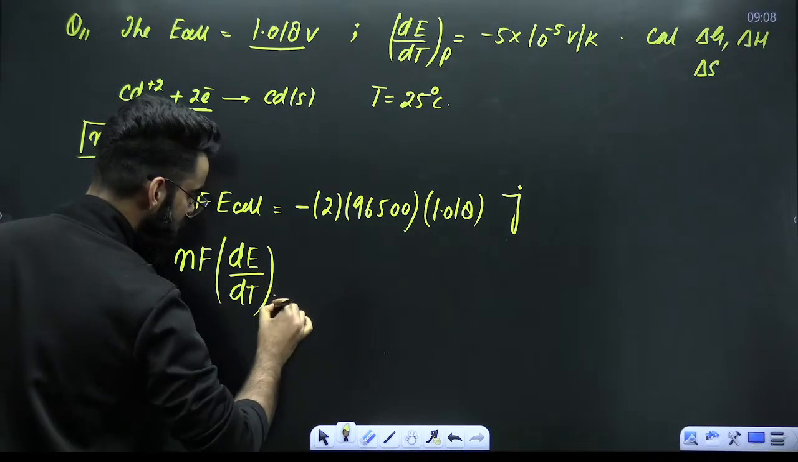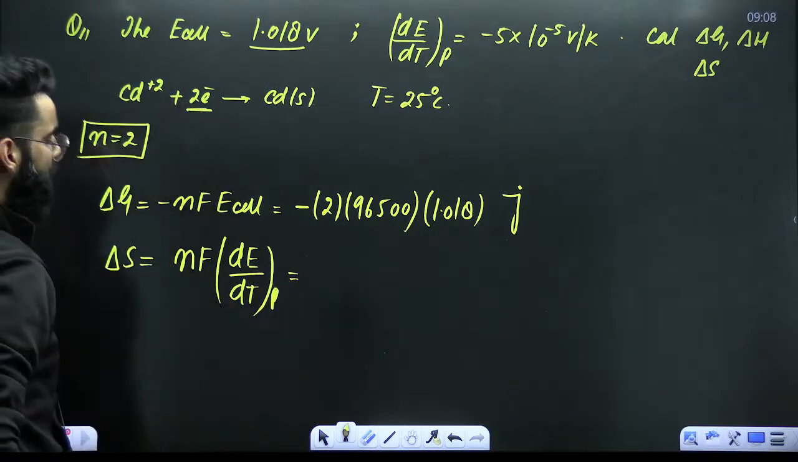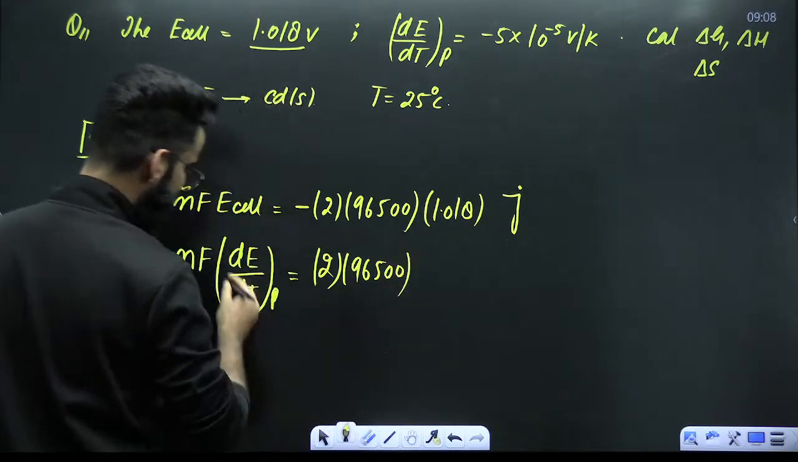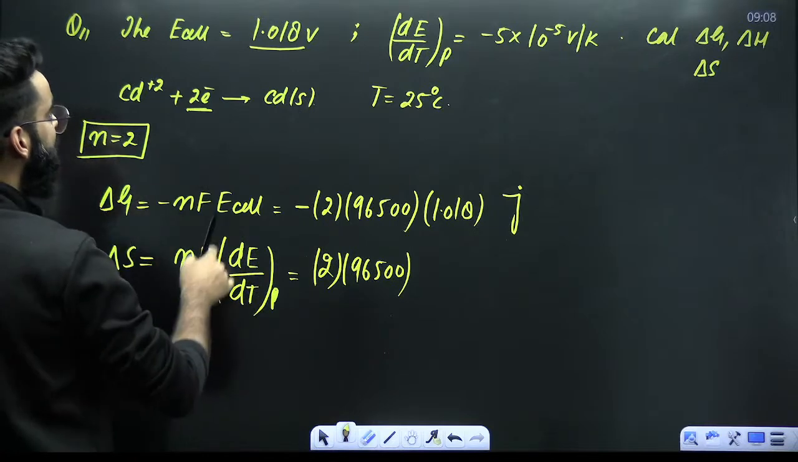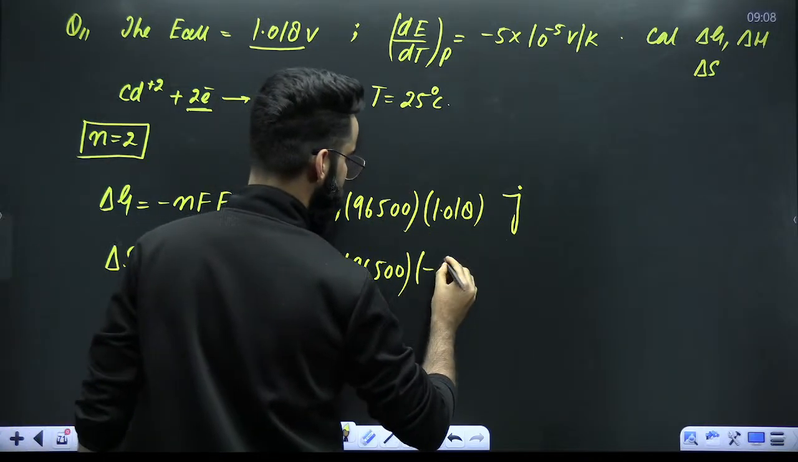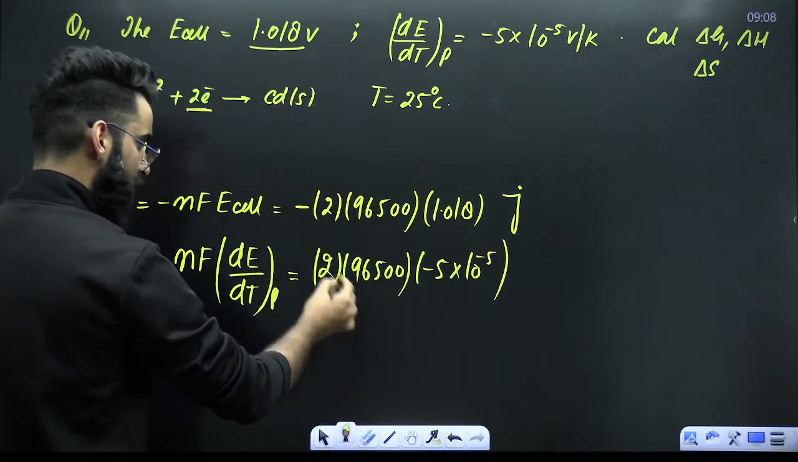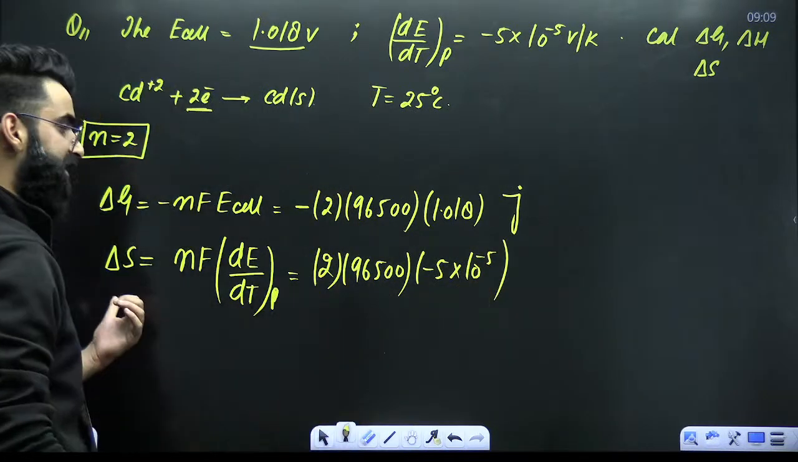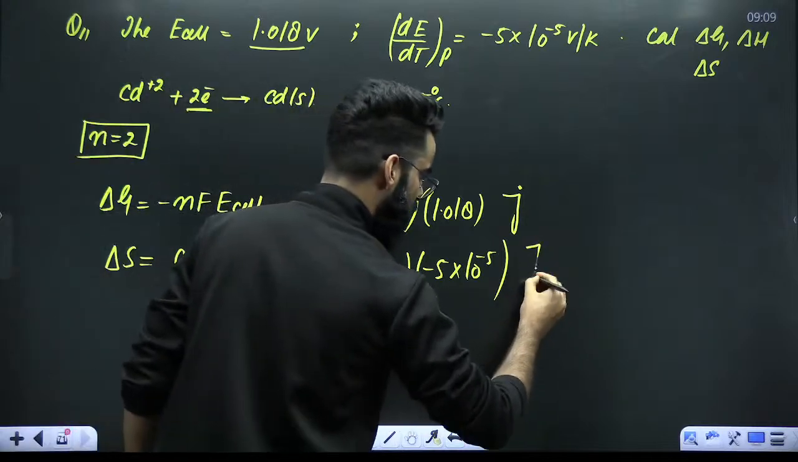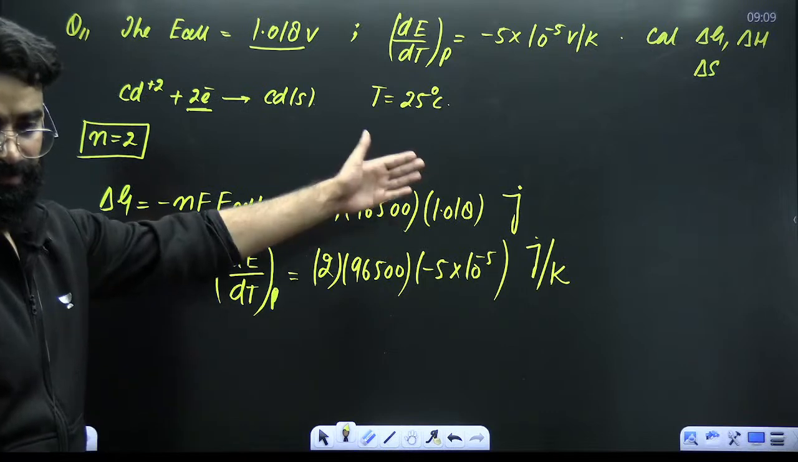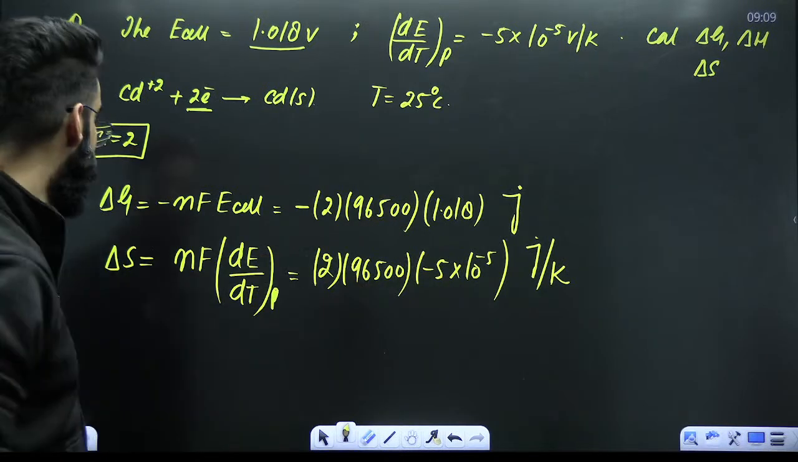Number 2. Delta S is simply going to be equal to nF dE upon dT at constant pressure. So what is n value? n value is 2. Faraday's constant is 96500 coulombs. dE by dT is the temperature coefficient, that is -5 into 10 raised to the power -5. By solving this equation, you'll get the value of delta S. And delta S units you already know. Delta S is basically Q by T, the entropy change, so it has to be joules per Kelvin.